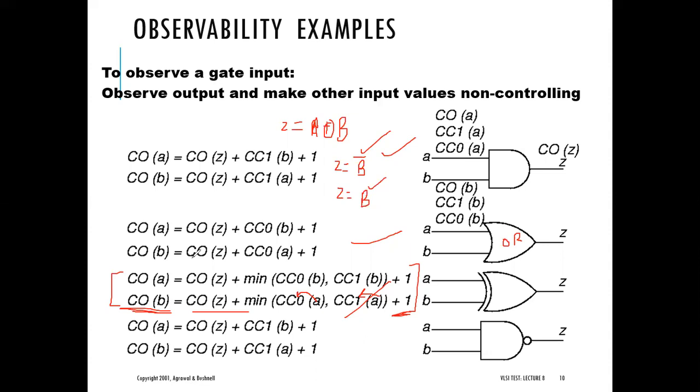Over there we will look at sequential circuits also. First of all, we will take a simple example on controllability, which will be typically a combinational circuit. Then we will move to a sequential circuit also. For sequential circuits, the rules are different.